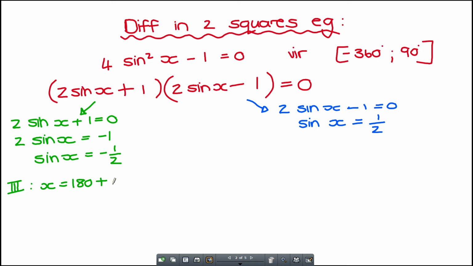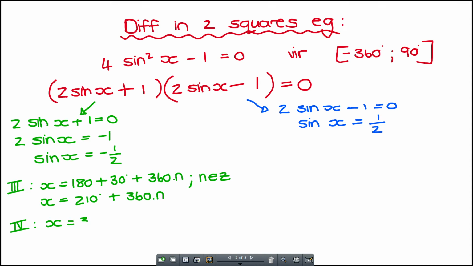Nee? So 180 plus 30 plus 360 times n. Jy moet sê n is 'n element van heelgetalle. Okay, so let's just simplify. So it would be 210 plus 360n. Okay, then quadrant 4, het ons nog gesê is dit ook negatief. Okay, en kwadrant 4 sê ons mos 360 minus my hulphoekie van 30.